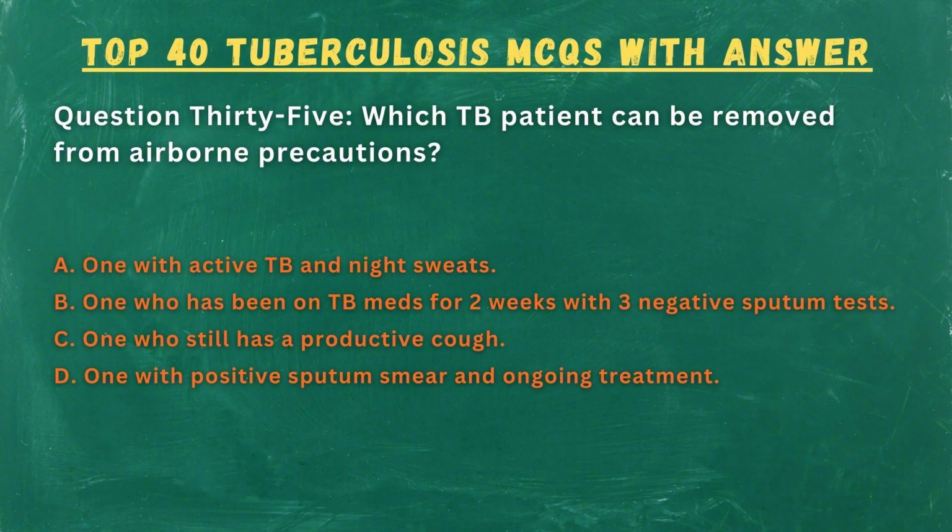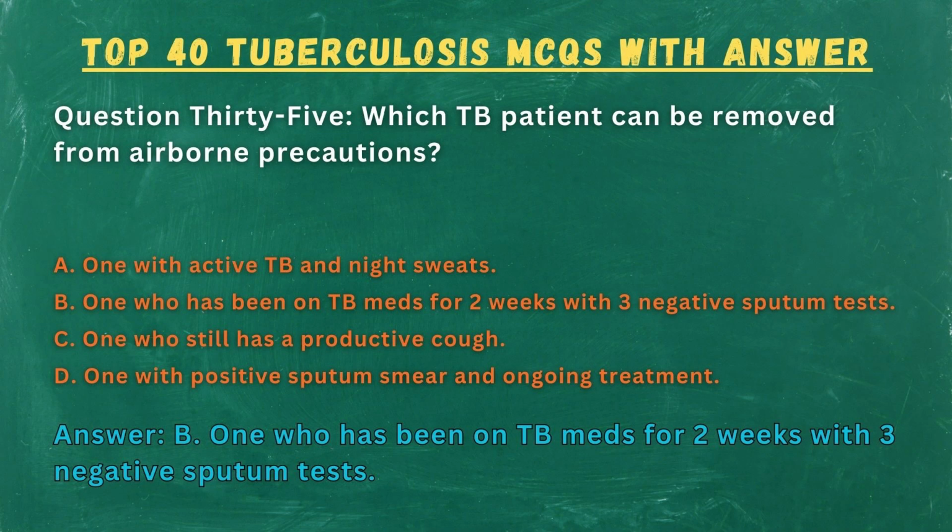Question 35. Which TB patient can be removed from airborne precautions? A. One with active TB and night sweats. B. One who has been on TB meds for 2 weeks with 3 negative sputum tests. C. One who still has a productive cough. D. One with positive sputum smear and ongoing treatment. Answer: B. One who has been on TB meds for 2 weeks with 3 negative sputum tests.